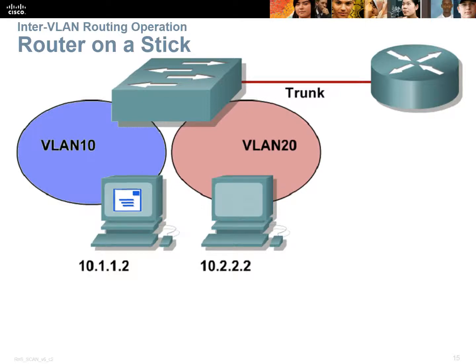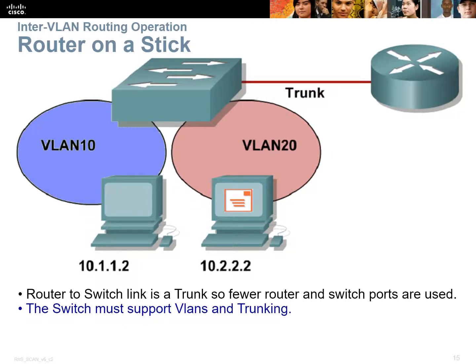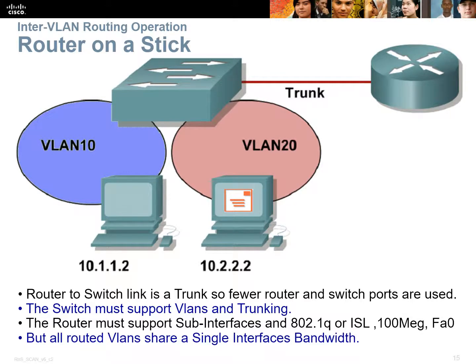So we've got a PC on VLAN 10, it goes into the switch on VLAN 10, it goes to the router on a trunk, it gets routed, it comes out on VLAN 20, it goes back along the trunk on VLAN 20, and then it leaves the switch on VLAN 20. Router on a stick, so fewer ports are used because it's a single trunk. The switch must support VLANs, must support trunking. The router must support sub-interfaces and 802.1Q encapsulation. But all the VLANs are on a single interface.